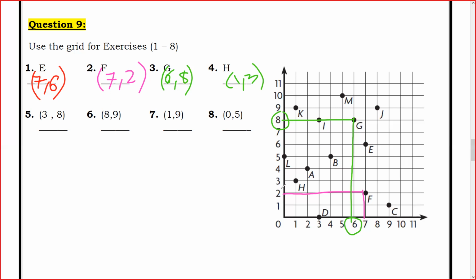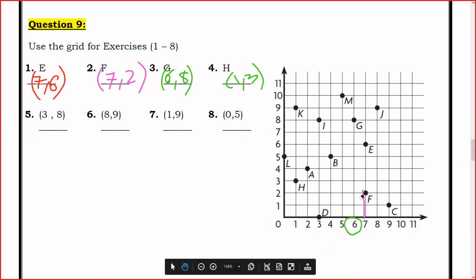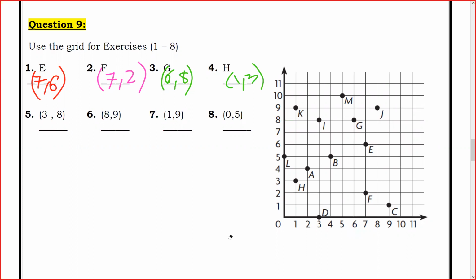It's okay. Yeah. Now, number 5. I want Huriya. Yes, miss. Number 5. Just a second. When I speak, please don't interrupt me. Number 5 now. 3, 8. Which point here is represented by 3, 8? Which one?